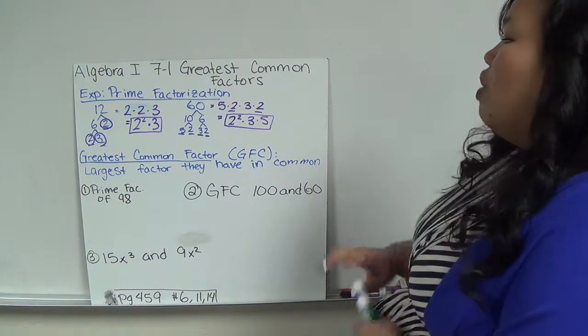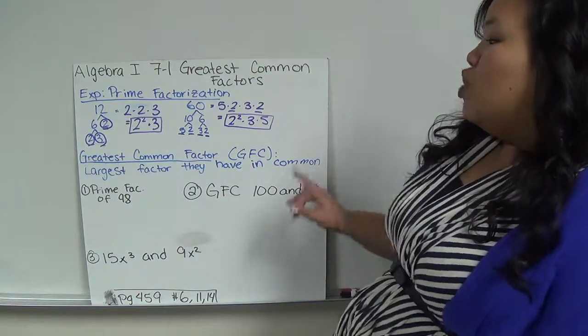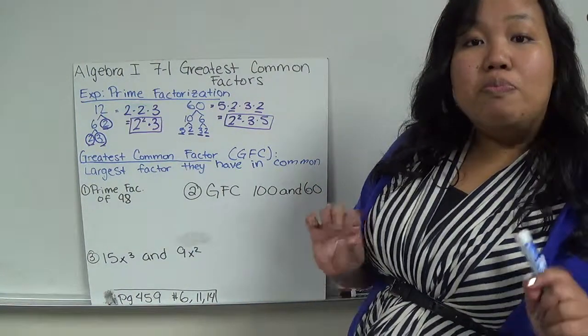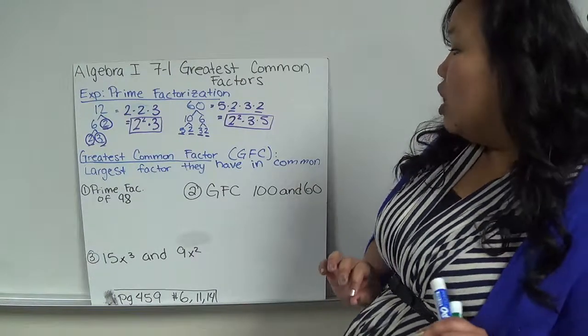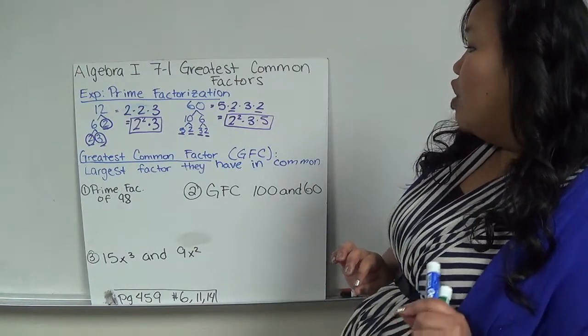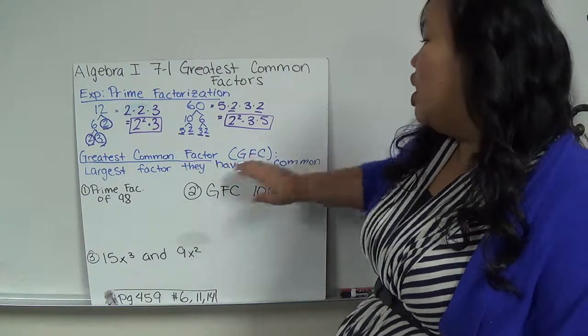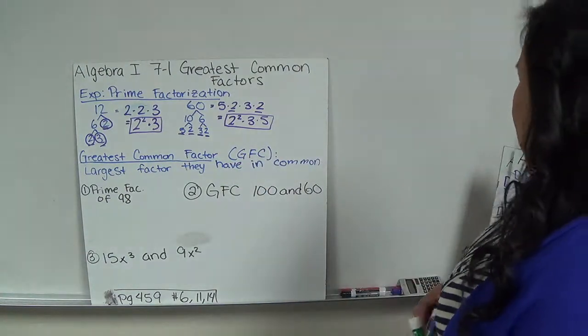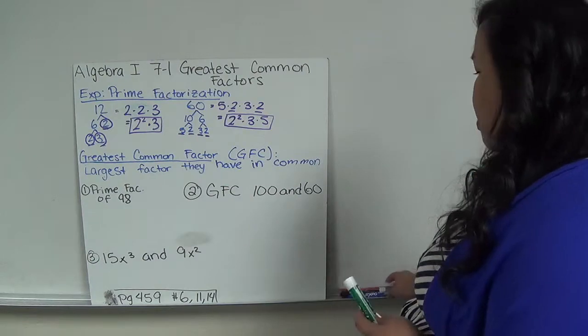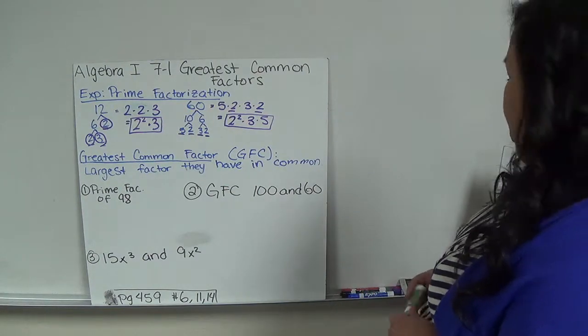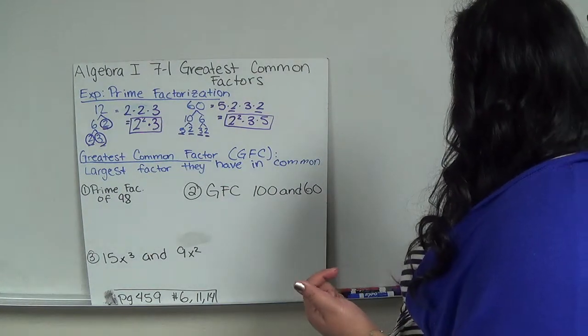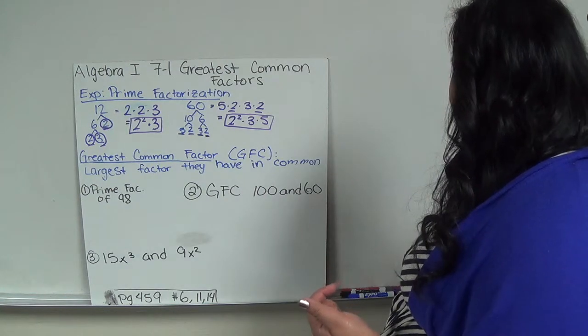Okay? The greatest common factor is, when you're dealing with two numbers, the biggest factor they have in common. That is the GCF, greatest common factor. So, for example, we're going to start with number 1, which is the prime factorization.